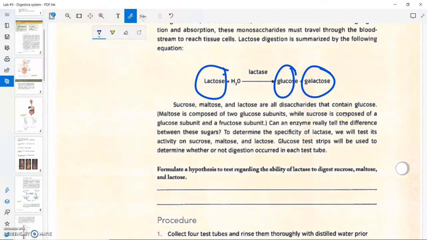So the question is, how specific is lactase? Can it differentiate between three different disaccharides: sucrose, maltose, and lactose? Maltose consists of two glucose subunits, sucrose is composed of glucose and fructose, while lactose, as we already saw, consists of glucose and galactose. So the hypothesis that we're going to suggest is that lactase, while being able to break down lactose, cannot digest sucrose or maltose.